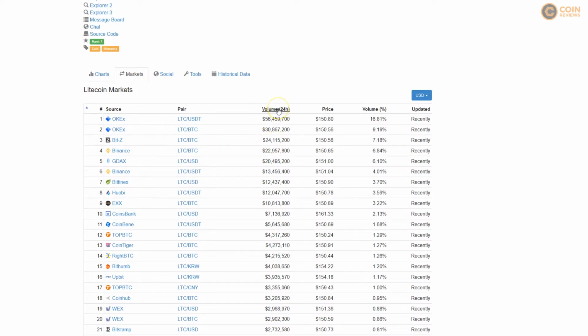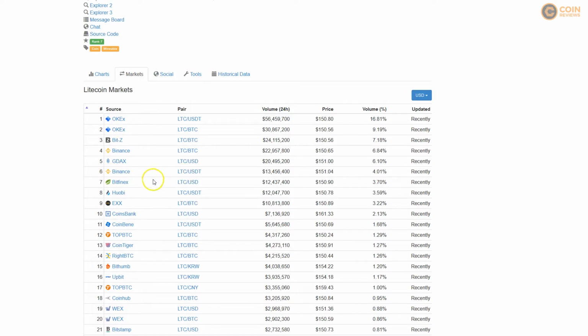And it will show you the volume in the past 24 hours for all of those markets, which is really useful because you can see where most of the trading for that coin is happening. So in Litecoin, we can see that these top 9 exchanges are the only ones that even have double-digit millions worth of volume over the past 24 hours. So if you want to trade some Litecoin, you probably want to go to one of these places.